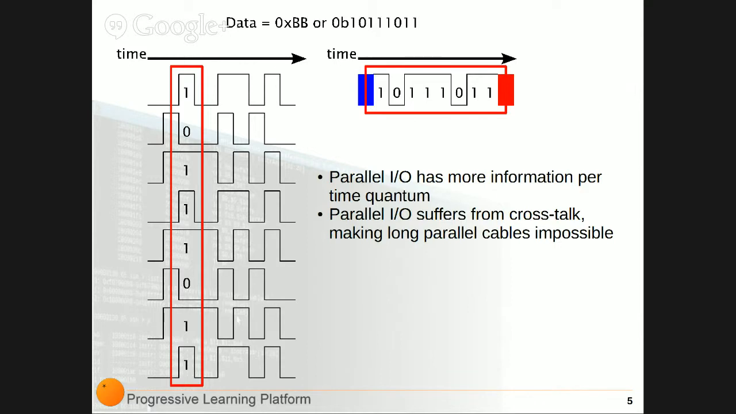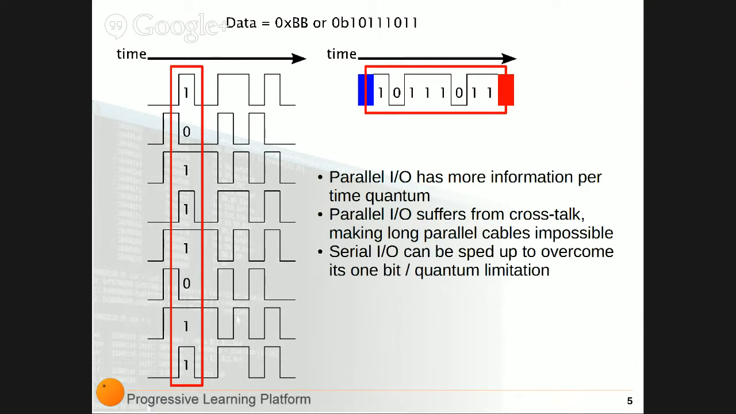If you take fields, you may learn why this is happening. So serial I/O can be sped up to overcome this limitation. That's why nowadays most devices are serial. Most peripherals are serial. It's easier to make a longer line with serial communication. And there are certain tricks they can do to actually make it even more robust.